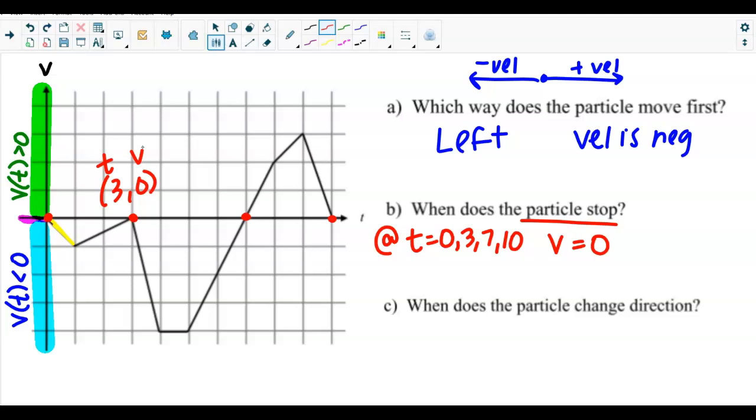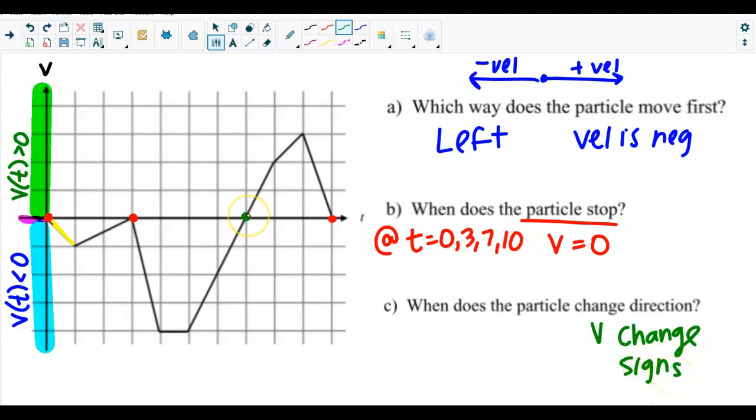And then when does the particle change directions? Well, that's when it goes from left to right or right to left. If we think about it, we can just say the velocity changes signs.